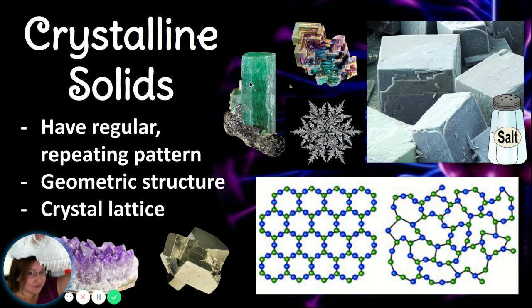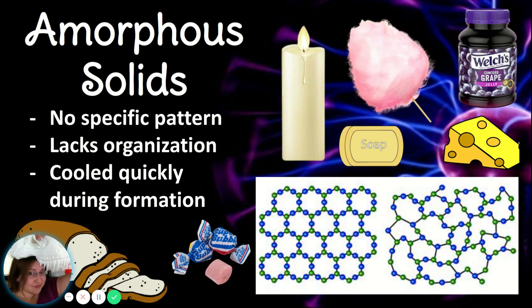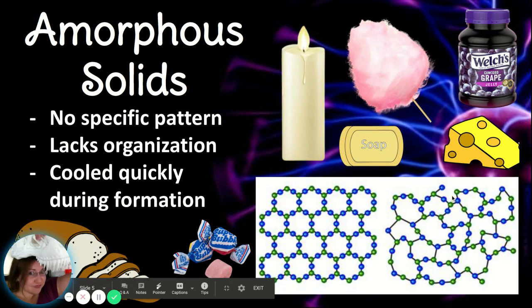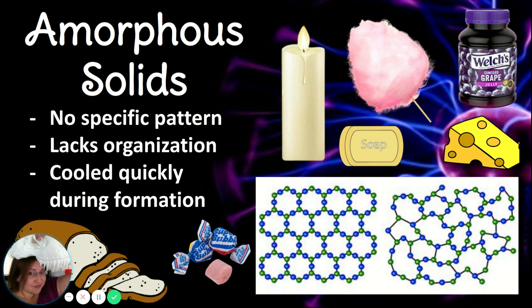Beryl is another example, of which emerald is a type, and they have very specific shapes. So there's lots of different types of crystalline solids, lots of different crystal shapes, but they all have specific geometric structure. Amorphous solids, however, instead of having this crystal lattice, are going to be packed closely together, so they're still very dense, but they're a little bit chaotically organized. They don't have a specific organization. They don't have a specific pattern.